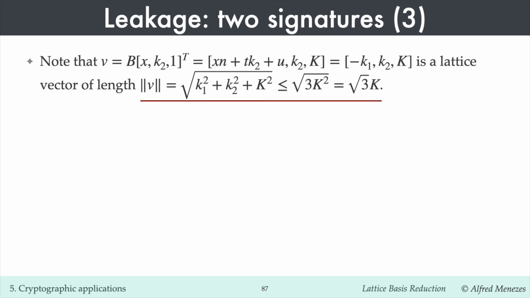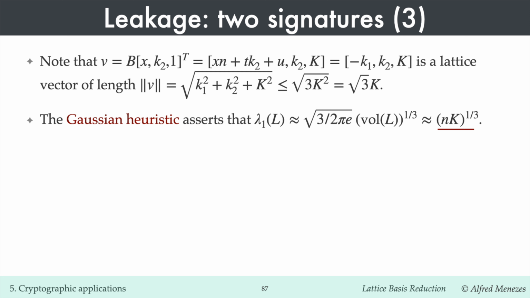The length of v is the square root of the sum of the squares of its coordinates, which is at most the square root of 3 times K, since k1 and k2 are at most capital K. Now, the Gaussian heuristic predicts that the length of a shortest vector in the lattice is approximately the cube root of its volume, which is the cube root of n times K.